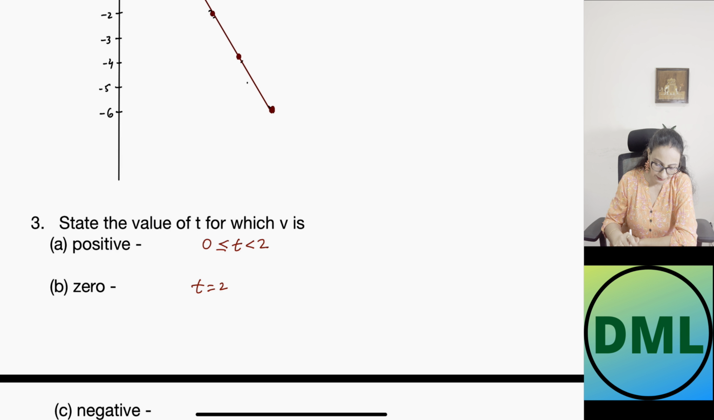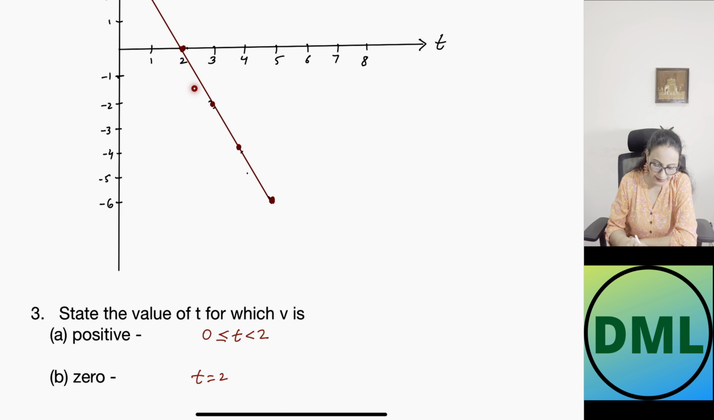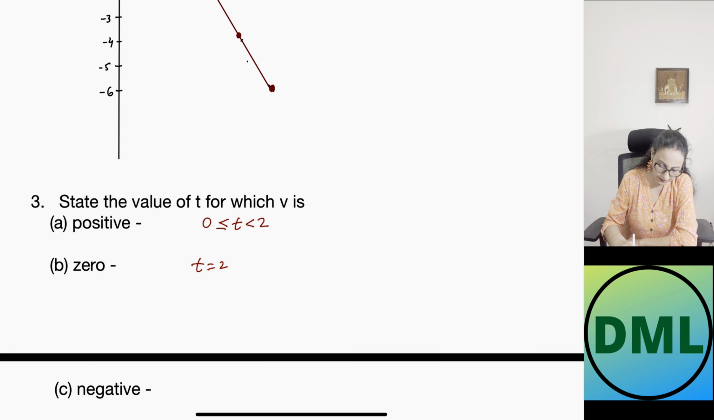Let's see the third part here. When it is negative. Let's see the graph here. Velocity is negative in this portion. Is 2 included? No, right? All the values greater than 2 and less than or equal to 5. Let's write down the answer here. T is greater than 2, less than or equal to 5. That will be your answer.